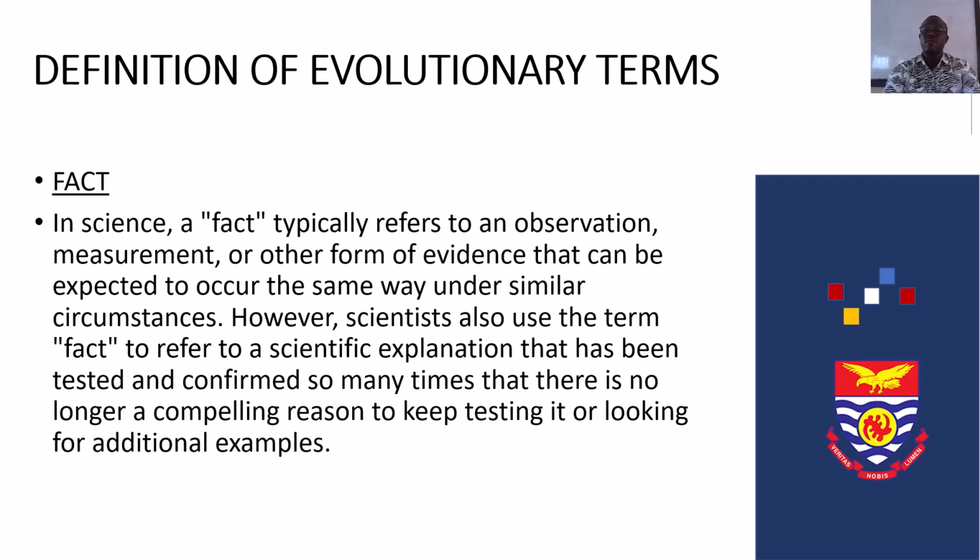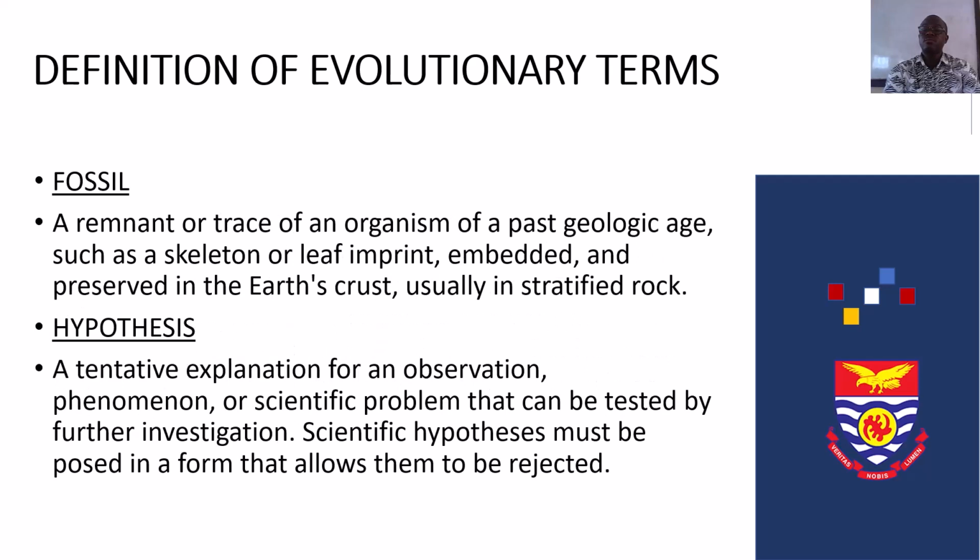Fact: in science, a fact typically refers to an observation, measurement, or other form of evidence that can be expected to occur the same way under similar circumstances. However, scientists also use the term fact to refer to a scientific explanation that has been tested and confirmed so many times that there is no longer a compelling reason to keep testing it or looking for additional examples.